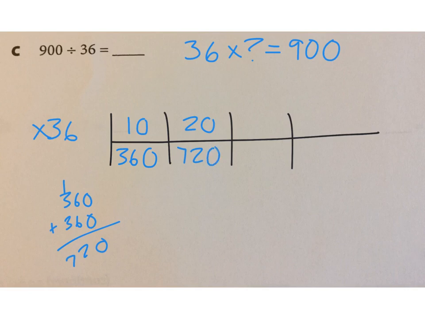I can already tell, I'm just sort of thinking through this in my head, if I do 360 plus 720, that's going to be over 1,000, so that's going to be too much. So I'm not going to add those together. I might go to 5 next. And I know that 5 is half of 10. And so to figure out what goes underneath the 5, I'm thinking half of 360.